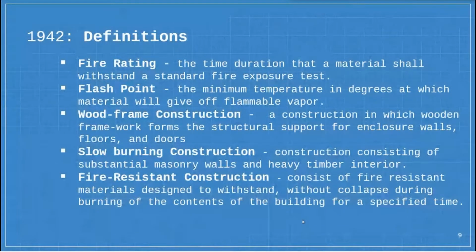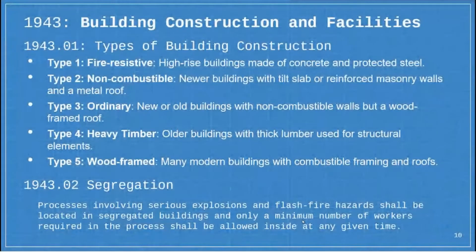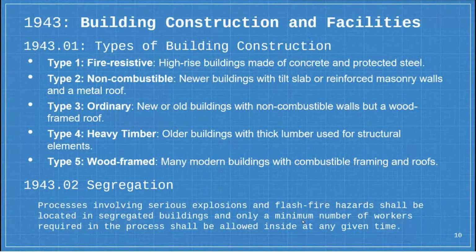Next. Rule 1943, Building Constructions and Facilities. 1943, types of building construction. Type 1, fire restrictive, high-rise building made of concrete and protective steel.